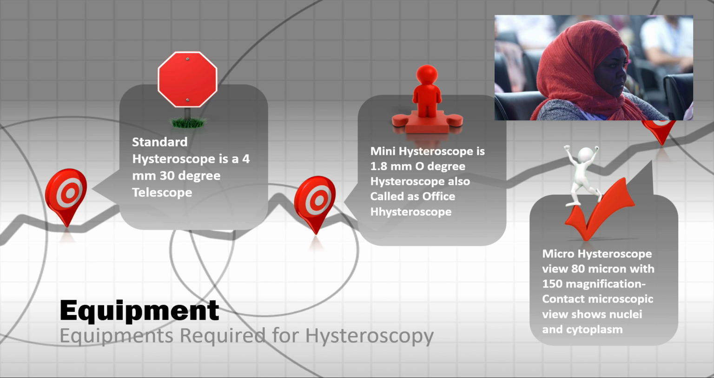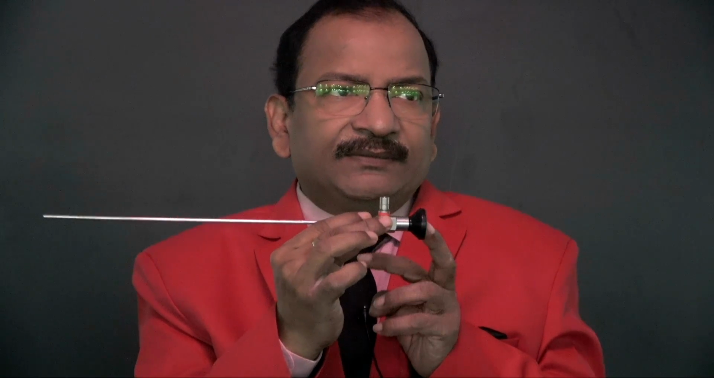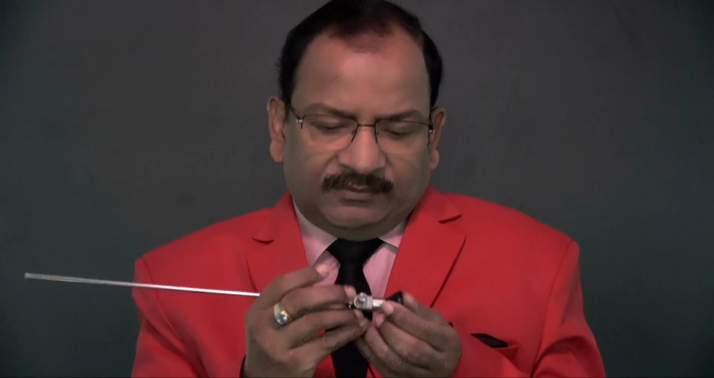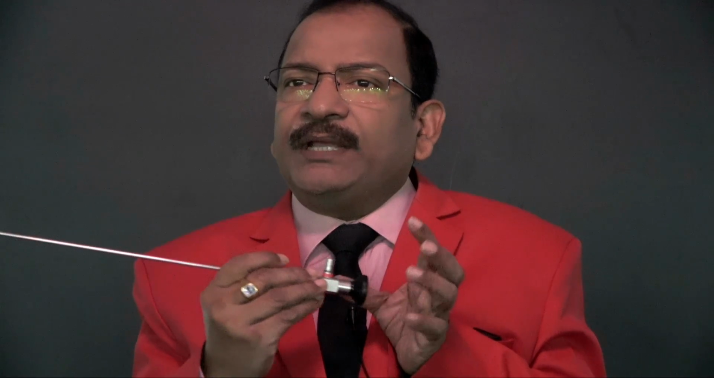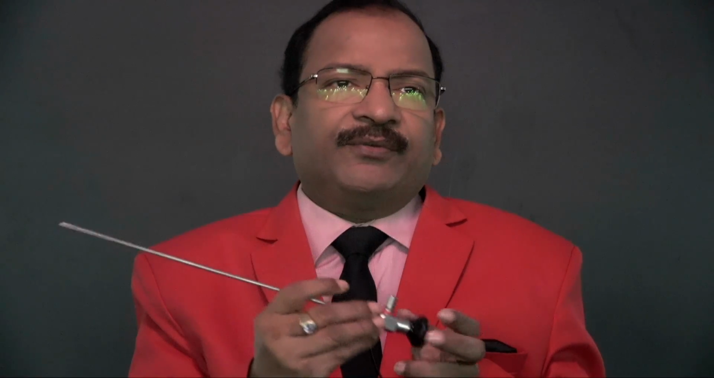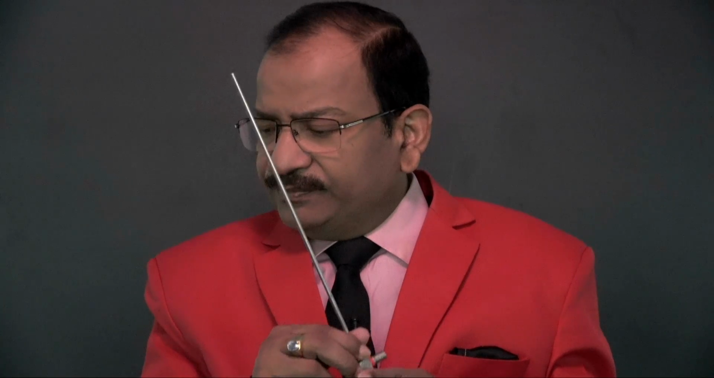So the telescope is 4 mm and 30 degree. This is your hysteroscope. This is called the eyepiece. This is called the object lens, and this is called the light post. Every company is making them, Storz, Olympus, all are making. The good thing about it is any company's camera can fit in any hysteroscope, and any light source can fit in any hysteroscope.